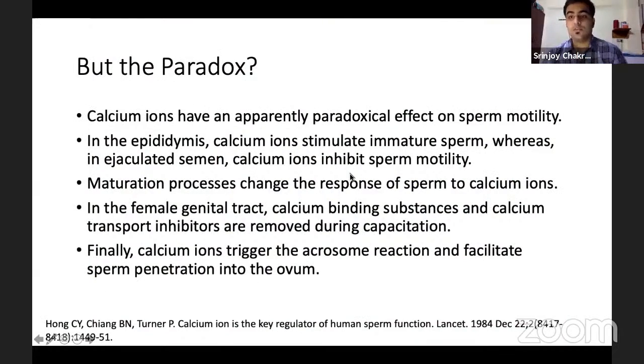Now, as we know, we saw that the calcium ions actually play a very important role, but there is a paradox. The paradox is that the calcium ions actually show a biphasic role. Too much of calcium ions, not very good for the sperm cell. Too little of calcium ions, not very good for the sperm cell.